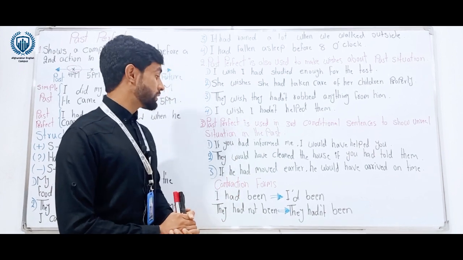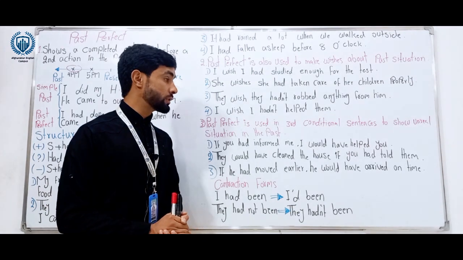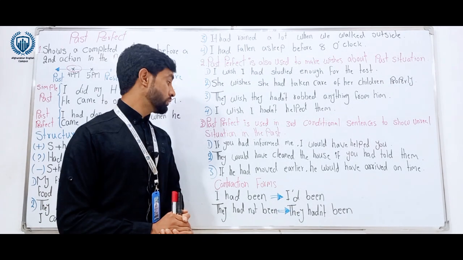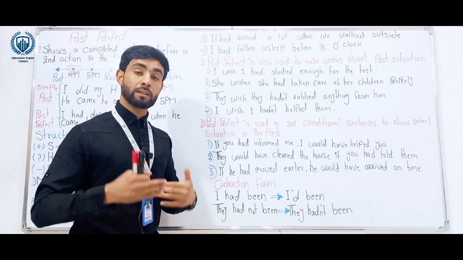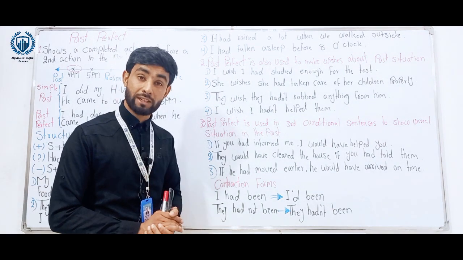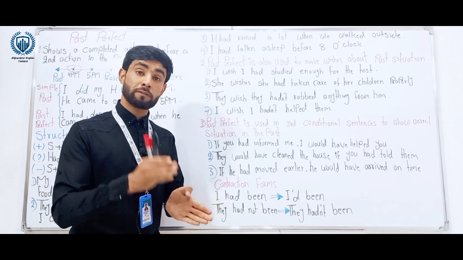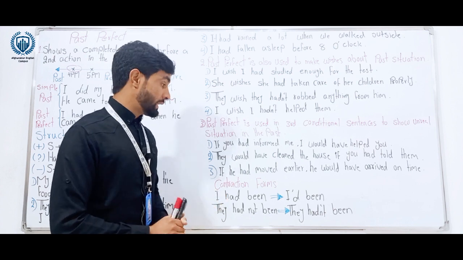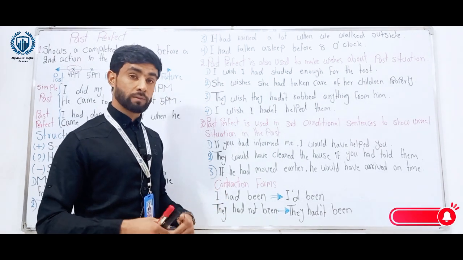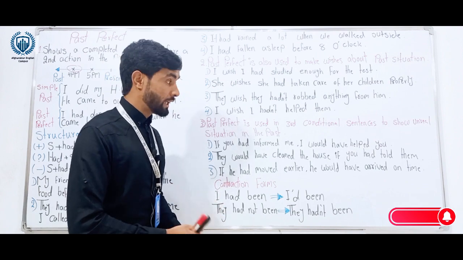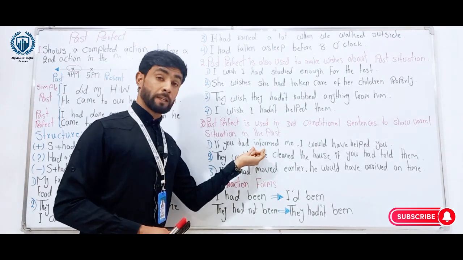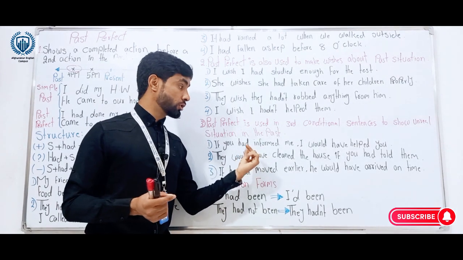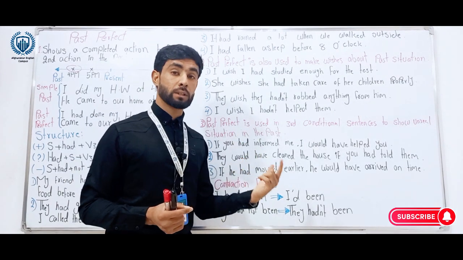The third usage of past perfect is in the third conditional sentences to show an unreal situation in the past. The past perfect is also used in the third conditional sentences in combination with the present perfect as well. Let's come to some examples of this kind of sentence structure, how to say them. If you had informed me, I would have helped you.